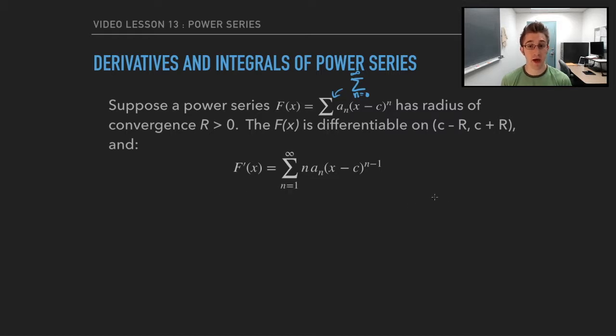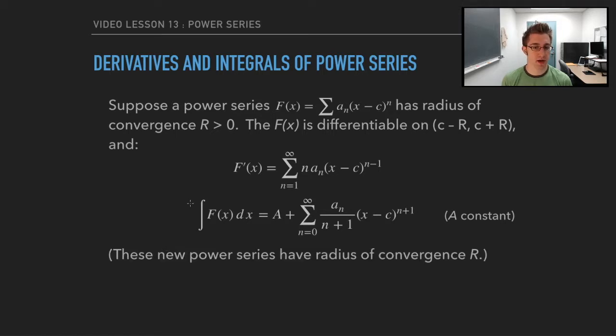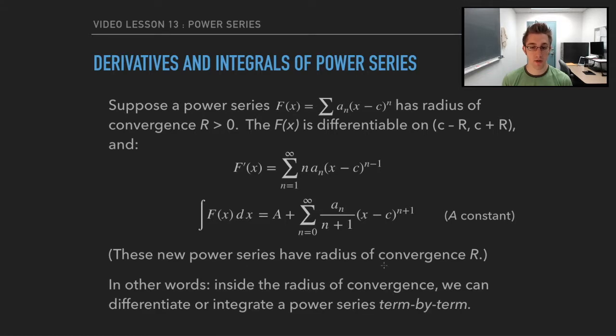So here's the derivative, and the indefinite integral is given also term by term. So I just find the antiderivative of this using the power rule for antiderivatives. I get this. And then there's a constant that ends up in front, and this is the constant of integration. Okay, so to summarize, if I have a power series, I can differentiate or integrate it term by term, and then I get new power series that have the same radius of convergence, not necessarily the same interval, but at least the same radius.